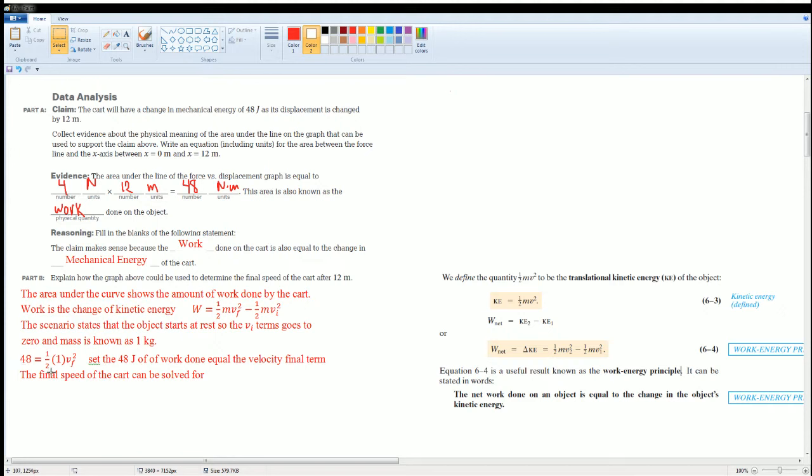Plugging it in, 48 joules is the work, which equals 1/2 times 1, which is the mass, times the final velocity squared. Okay, setting the 48 joules of work done equal to the final velocity term, the final speed of the cart can now be solved.